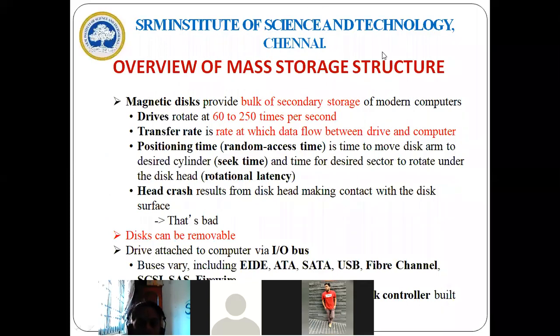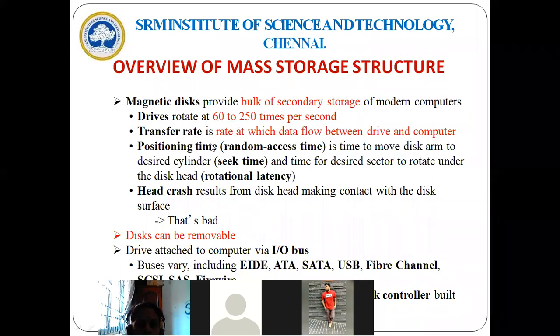So first of all, we should know what mass storage structure is. Magnetic disk provides the bulk of secondary storage. That is the main usage of the disk. Drives rotate at 60 to 250 times per second. That's the initial stage. Okay, all the basic disk speeds range from 60 to 250 times per second.